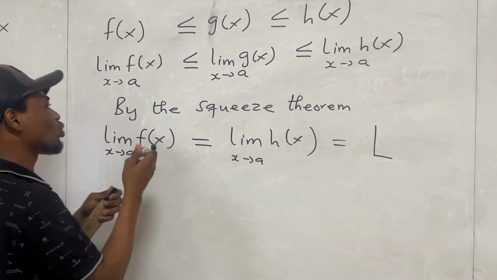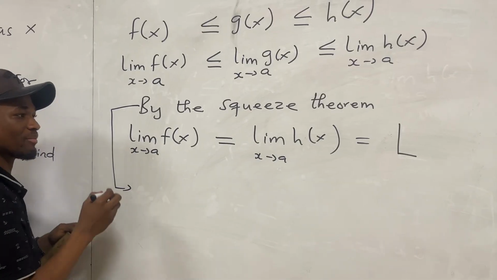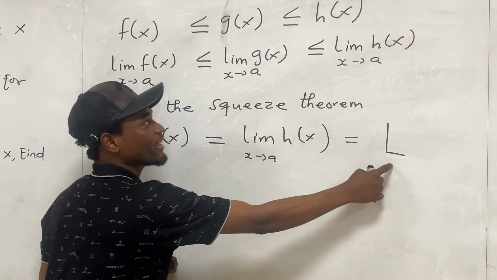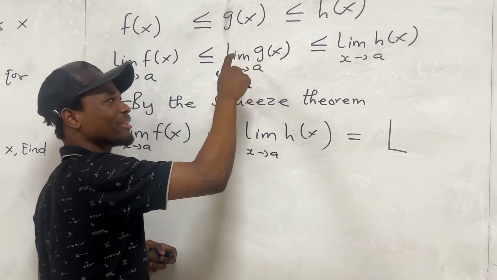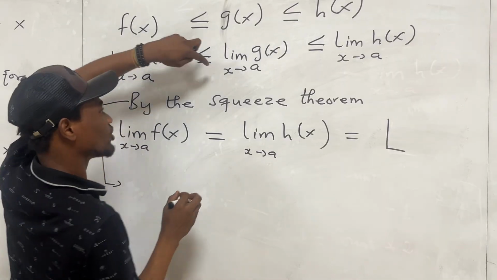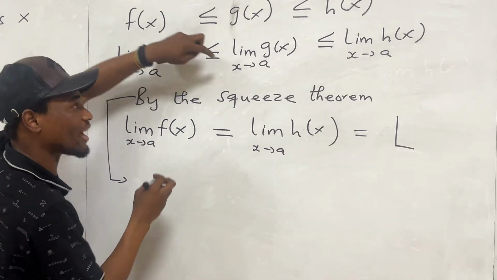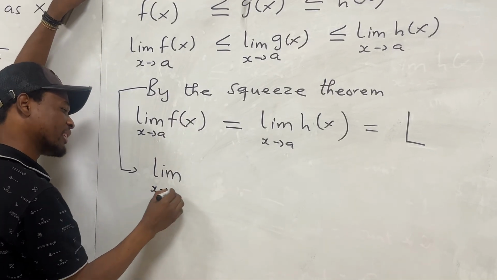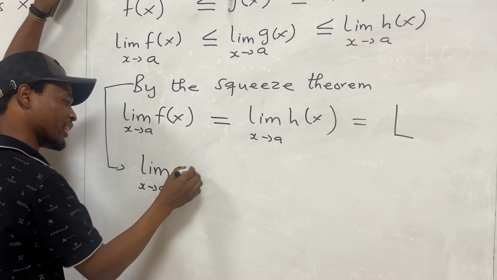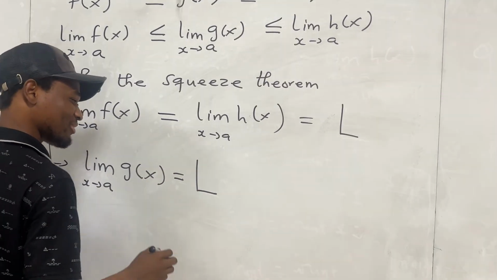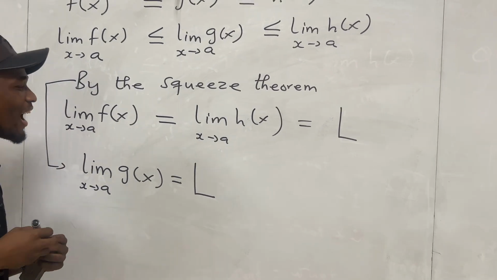Now, this squeeze theorem is telling us that this L is equal to the limit of the middle function. As simple as that. So therefore, by the squeeze theorem, we can say that the limit as x approaches a of g of x is equal to L. As simple as that.